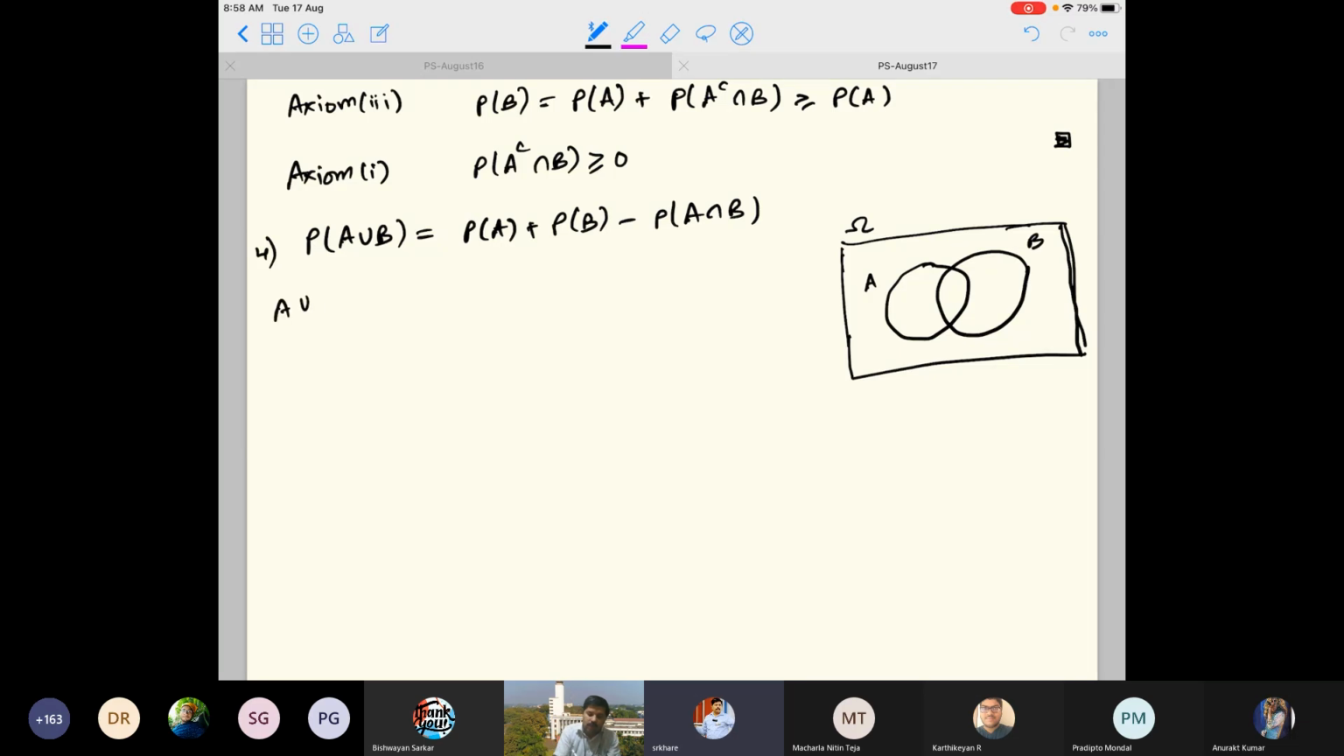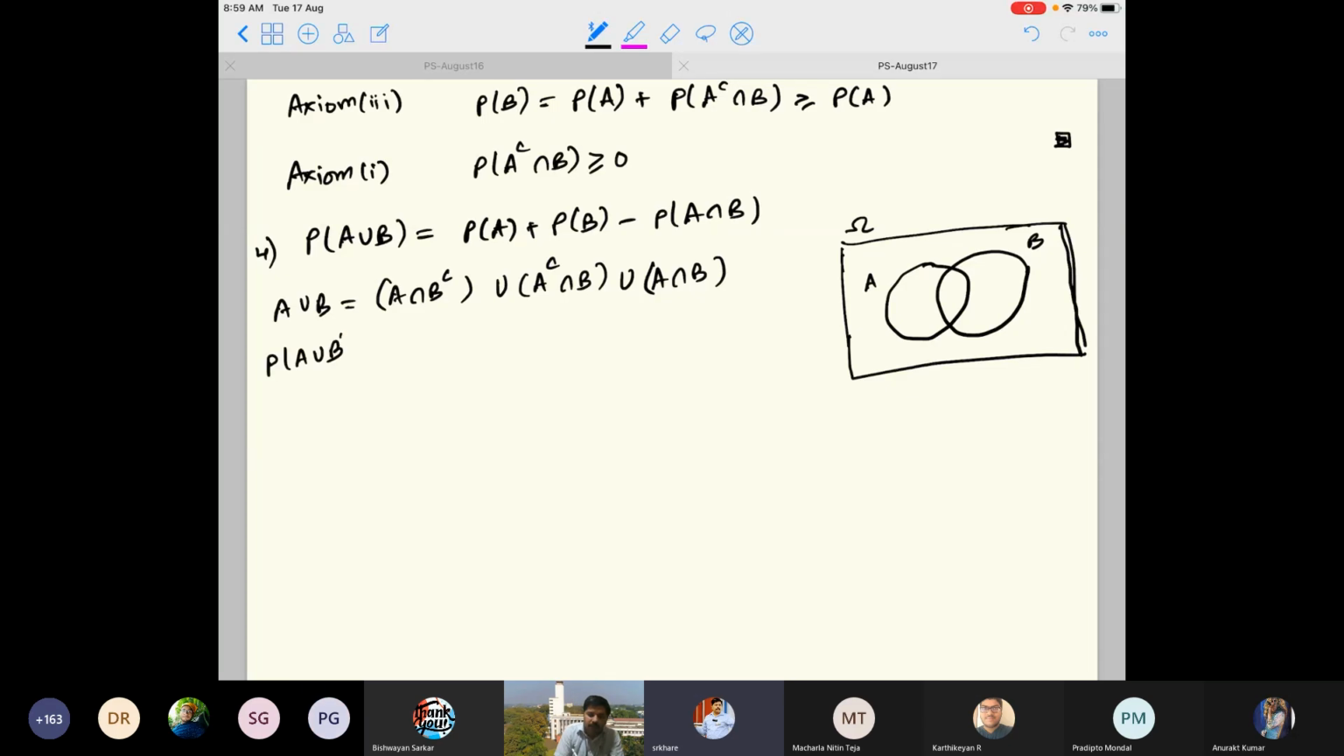Okay, how do you write this now? So A union B, how will I write down? I will write down A union B as A intersection B complement, union A complement intersection B, union A intersection B. And this is a disjoint union. You are able to follow this, right? Everybody in the class? Yes, sir. This is fine, right? Okay.